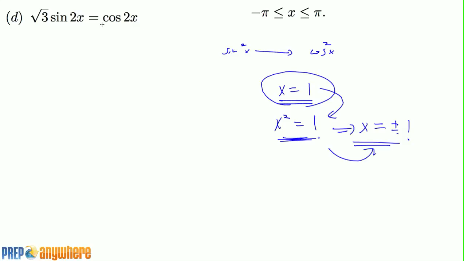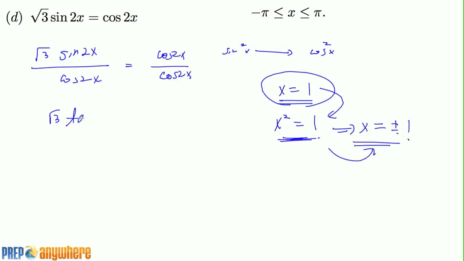So the better thing to do is this. Turn it into tangent. Yes, you divide both sides by cosine of 2x. Then you get √3 tangent of 2x is equal to 1, and tangent of 2x is equal to 1 over √3.